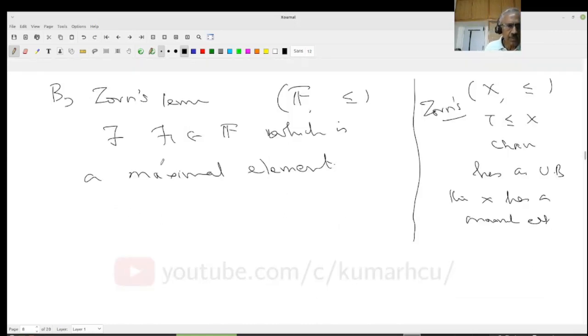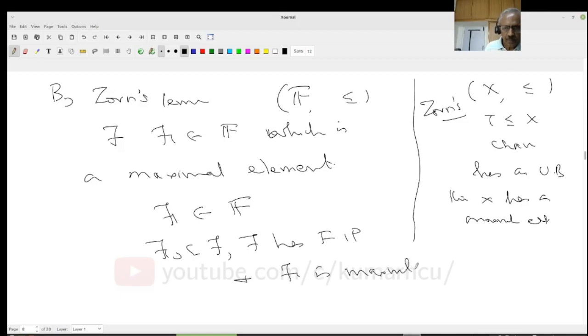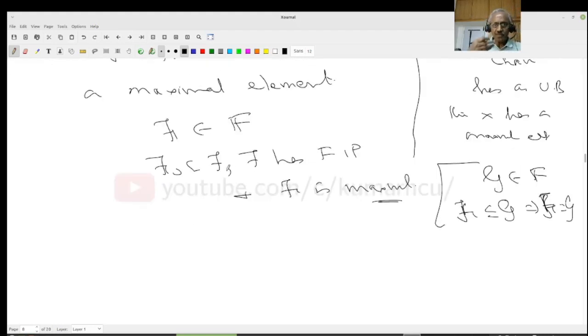So what kind of F is this? This F belongs to script F. That means F naught is contained in F, and F has FIP, and F is maximal. What is the meaning of maximal? I already said that. If G also belongs to this, and F is contained in G, that implies F equals G. This is what maximality means. See how many times I keep repeating. This is what you have to learn.